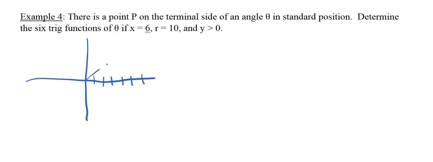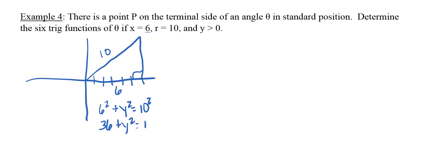So what we know, let's make that a straight line. This is 6, this is 10. Right now we don't know what the y value is, we just know it went up because it was greater than 0. So we're going to do the Pythagorean theorem, we're just going to do it solving for y this time. So we have 6 squared plus y squared equals 10 squared. 36 plus y squared equals 100. Y squared equals 64, so y is 8.